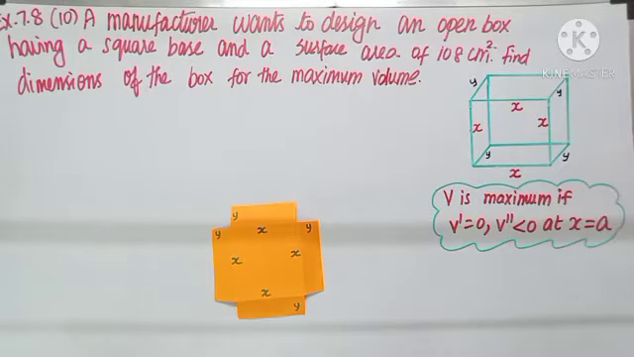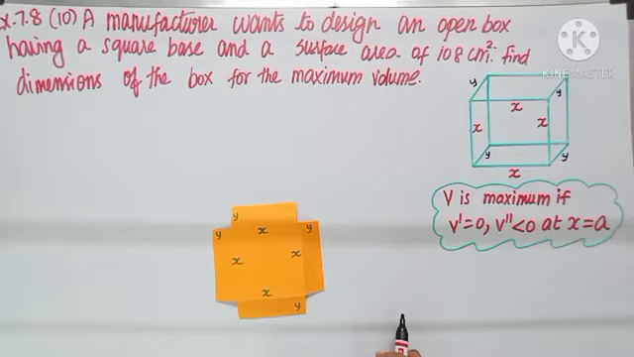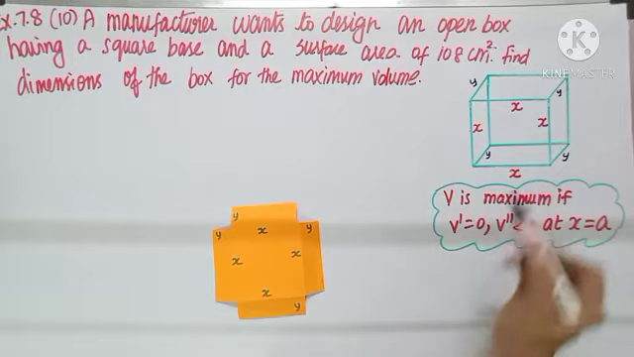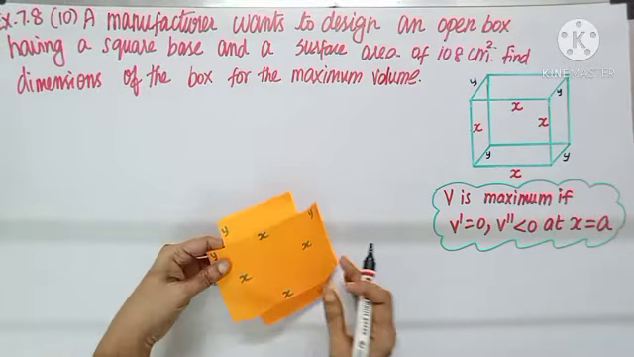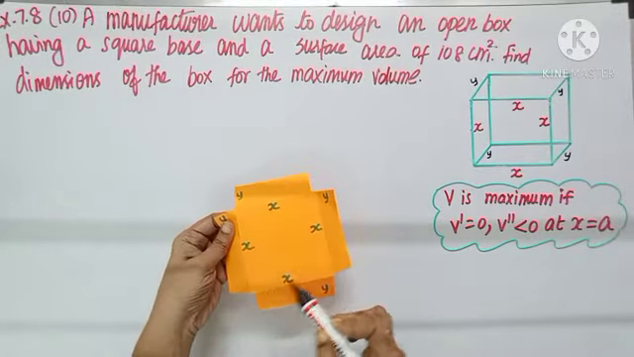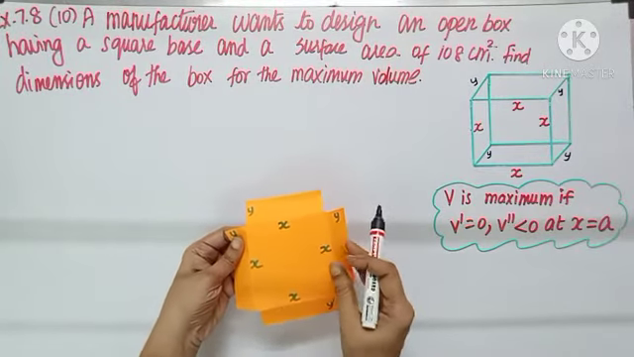Question number 10. A manufacturer wants to design an open box having a square base and a surface area of 108 centimeters square. Find the dimensions of the box for the maximum volume. An open box. See how do you frame it? Square base, so all four sides are equal in length.